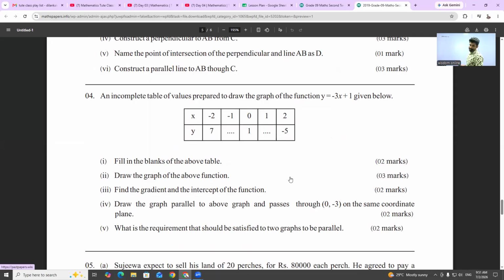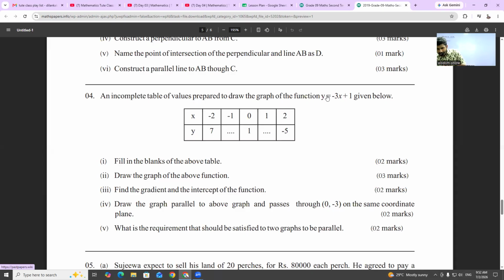Northwestern Province 2019. Y equals minus 3x plus 1.